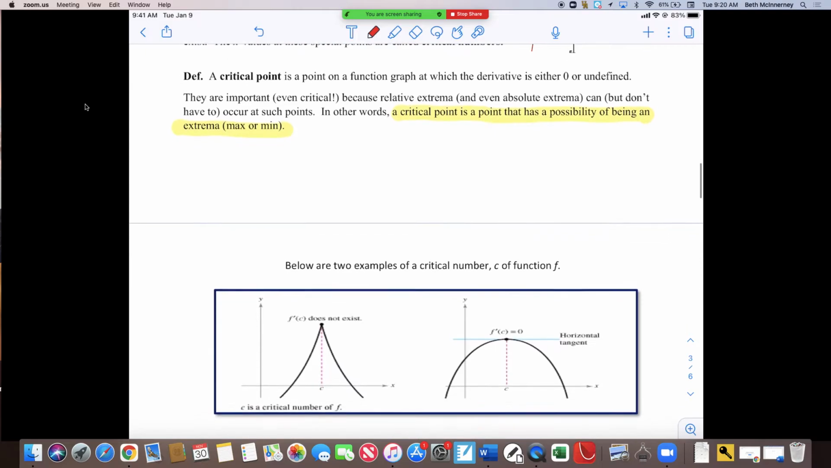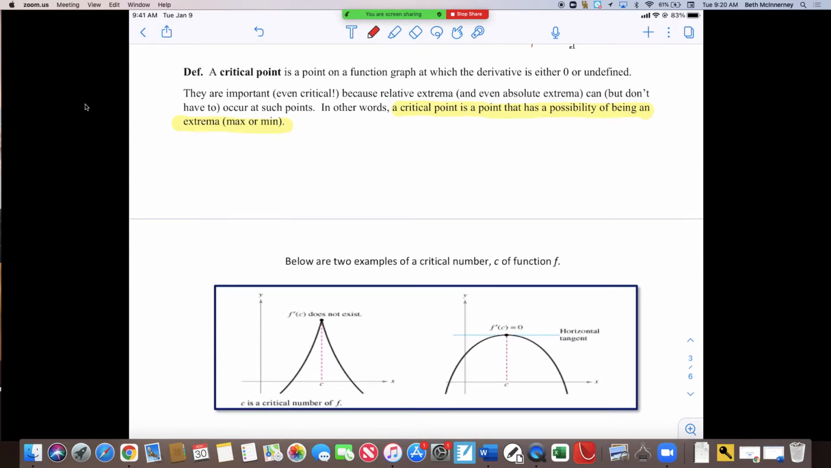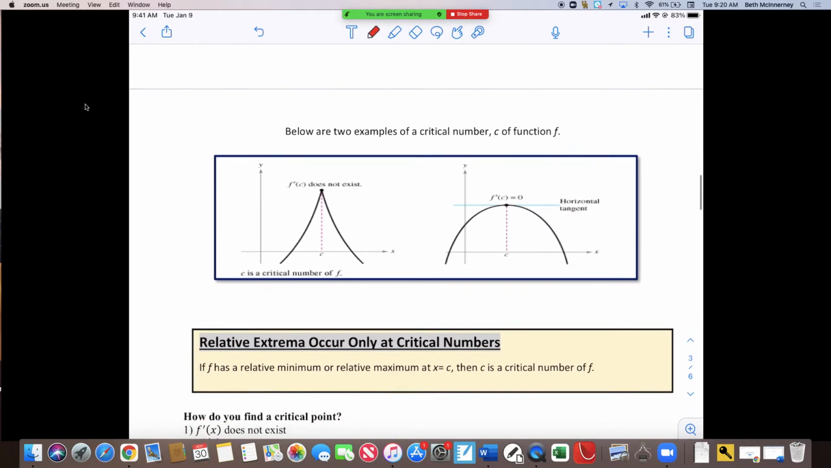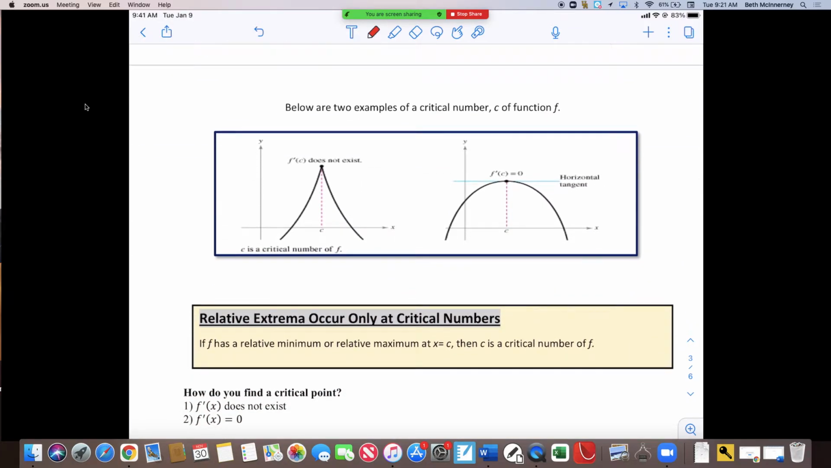Below are 2 examples of a critical number c of function f. The one on the left, that's where f prime of c does not exist. And on the right, that's where f prime of c equals 0. If f has a relative minimum or a relative maximum at x equals c, then c is a critical number. Now, the converse is not necessarily true.